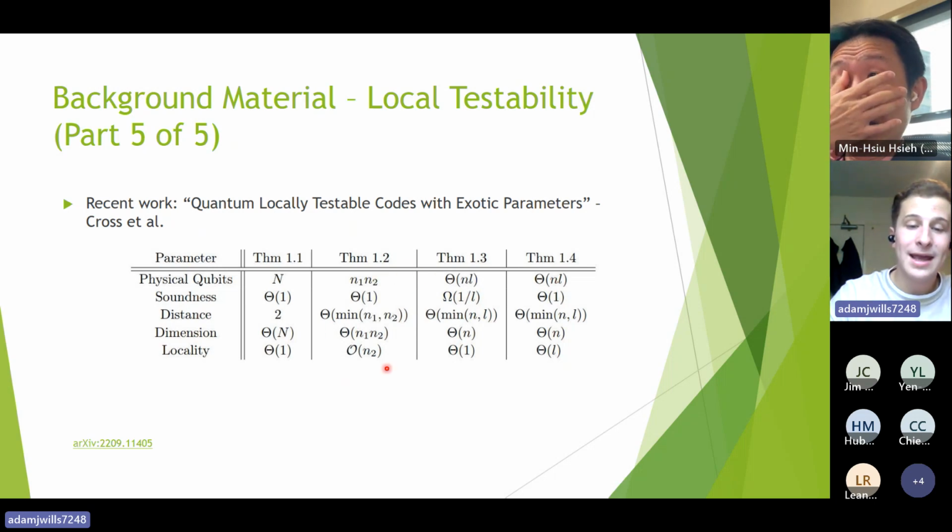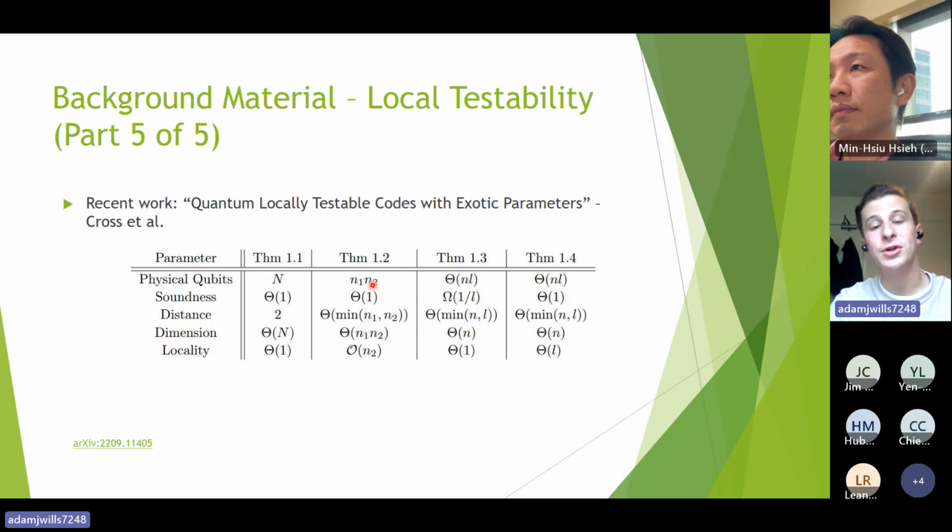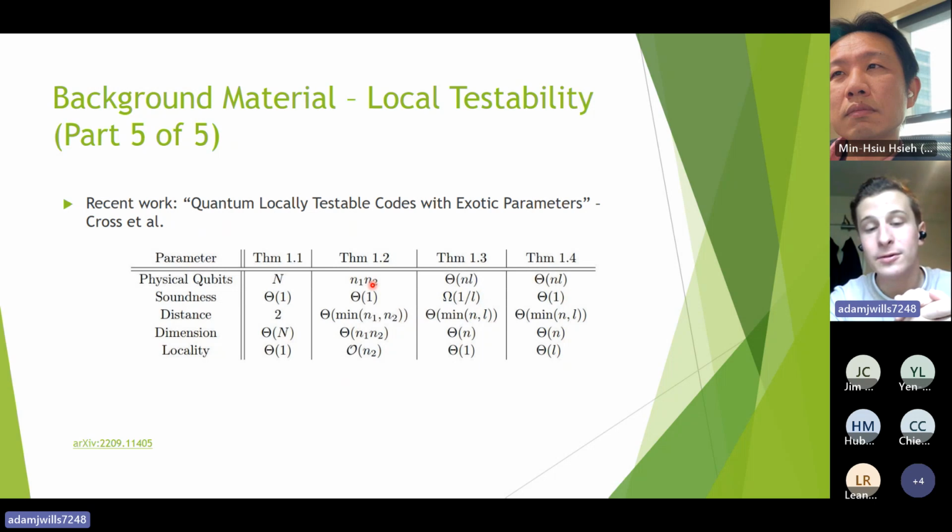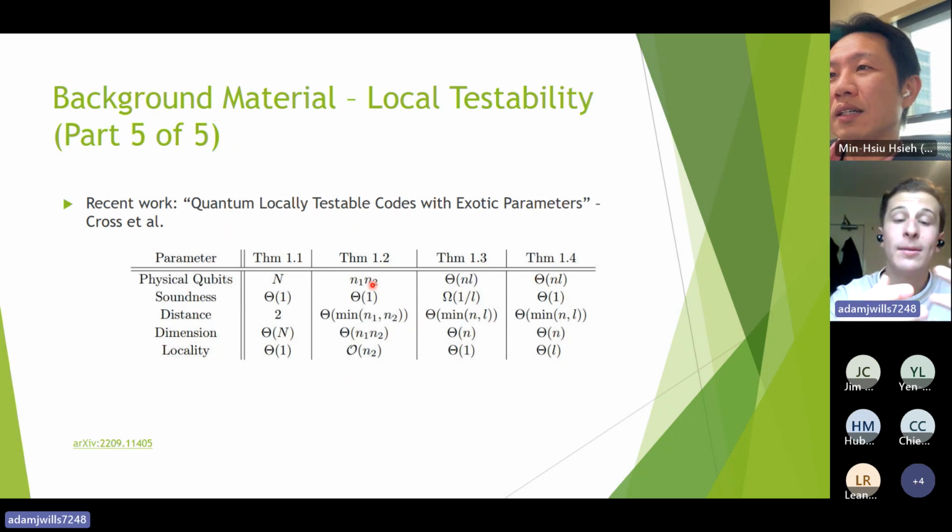So, for example, here you can allow n1 and n2 to separately vary, and that will give you a whole collection of different codes. And you can find examples of this collection by substituting in values. For example, if you want capital N physical qubits, then you could set n1 equals square root of capital N and n2 equals square root of capital N. And then you'll be able to read off things like square root locality, linear dimension, things like this.